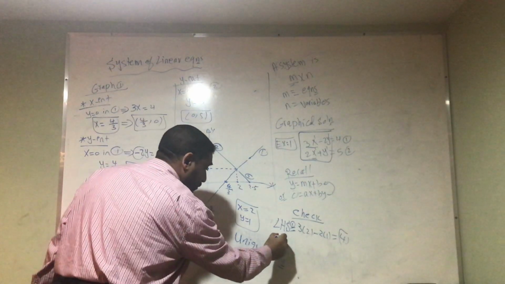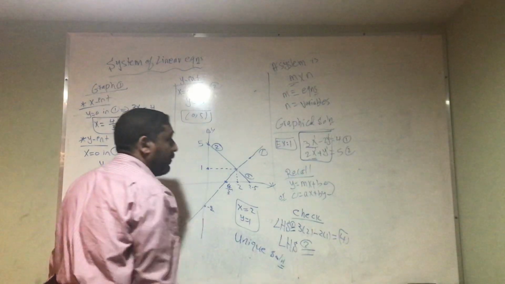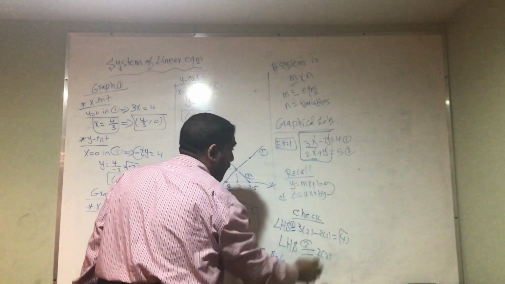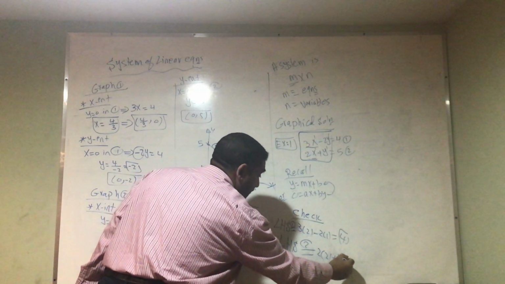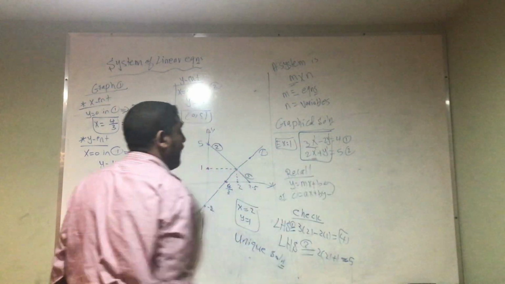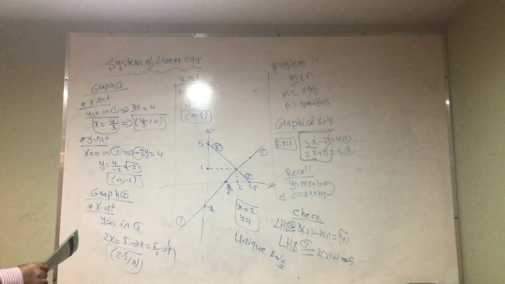If I go to equation 2, the left hand side of equation 2, what do you have? Replace x by 2, you get 2 times 2, plus y. What is y here? Your y is 1. If I simplify this, 2 multiplied by 2 is 4, plus 1 is 5. That is exactly the value on the right hand side. So this solution is correct.